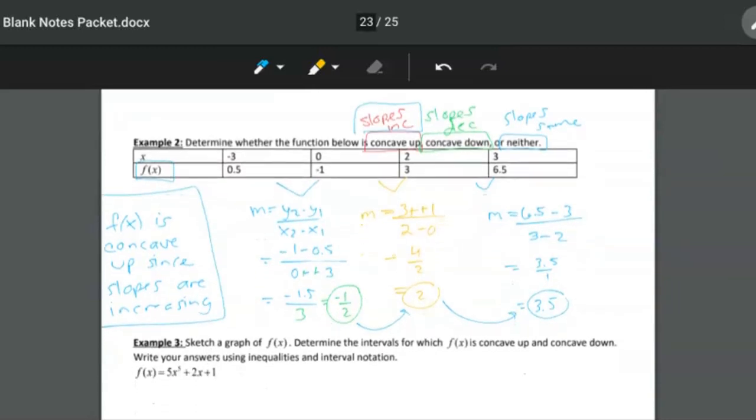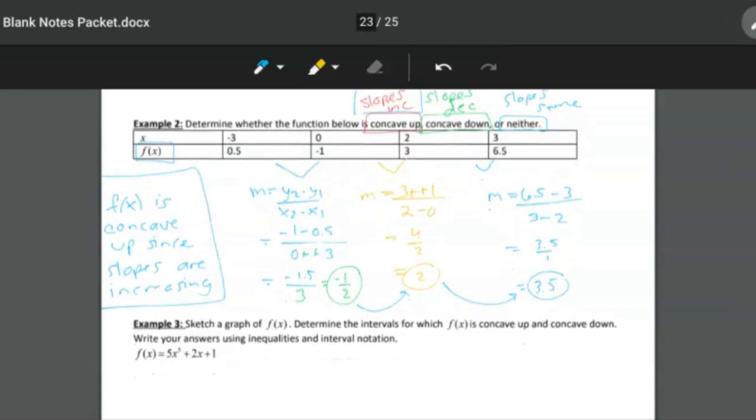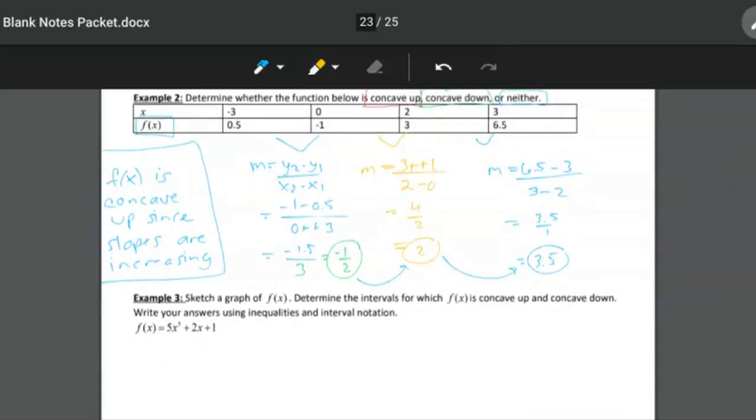All right, let's look at example 3. Sketch a graph of f of x. Determine the intervals for which f of x is concave up and concave down. Write your answers using inequalities and interval notation. So we might have to get a calculator out. I don't know about you guys, but I do not know exactly what this graph looks like. So I'd pull out your calculator, type it in, see what it looks like, and then we can just sketch a picture of it. I'm going to switch to my calculator screen so I can graph that.